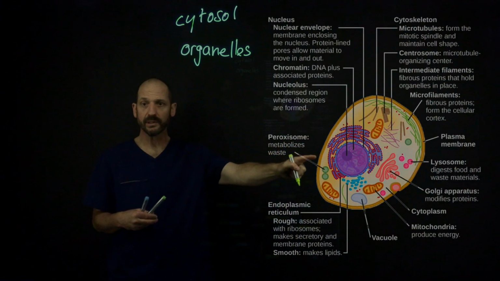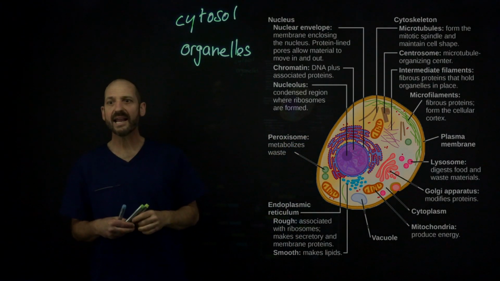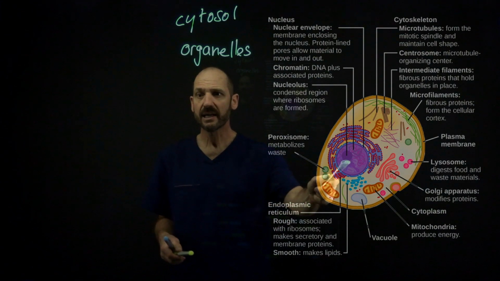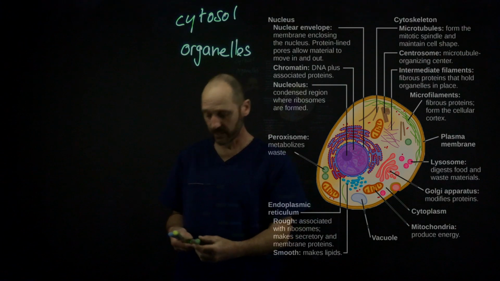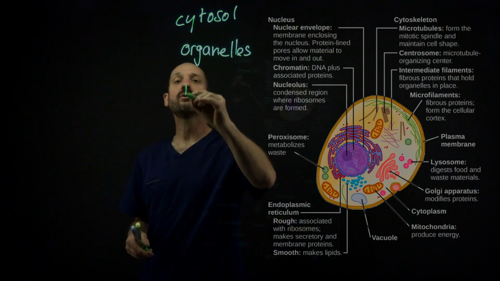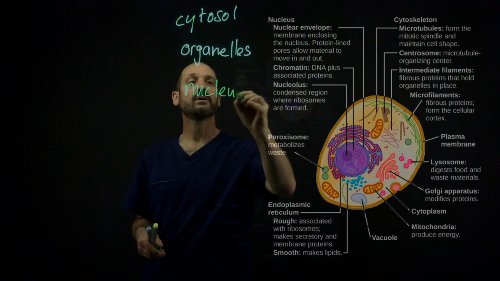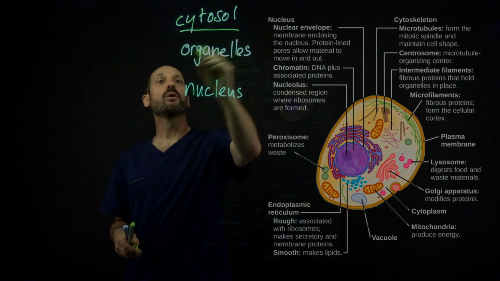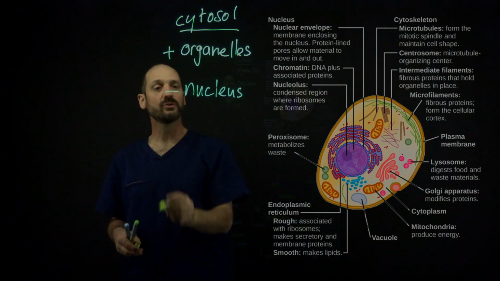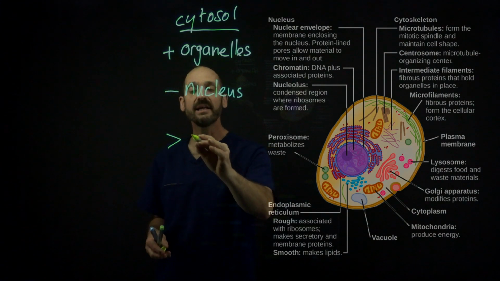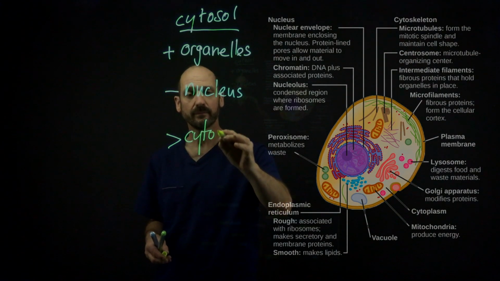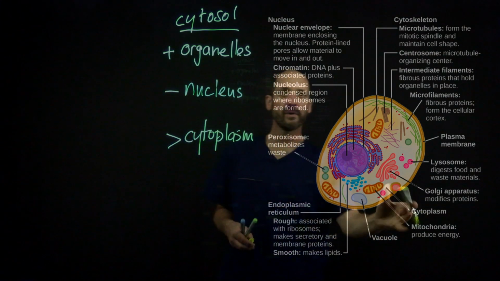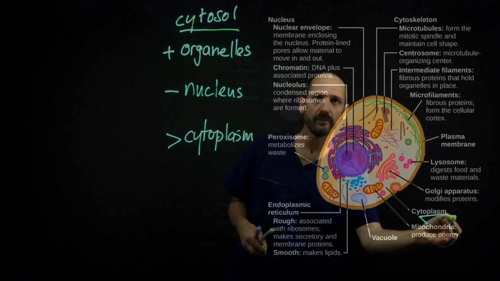Look at all these things over here. These are all the little organelles. And then centrally located is a dark stained thing here. See this dark stain? That's the nucleus, and it houses the DNA and the double helix. Now, adding the cytosol plus the organelles, but not the nucleus, gives us the cytoplasm. And we see that right here, cytoplasm.